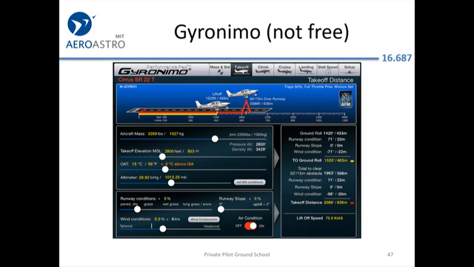The time and fuel stuff is everywhere on the web and the apps, but the actual runway numbers are a little bit less common. Let me show you a couple things. Here's Gyronimo.